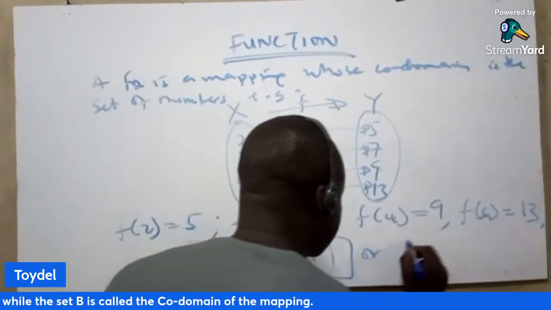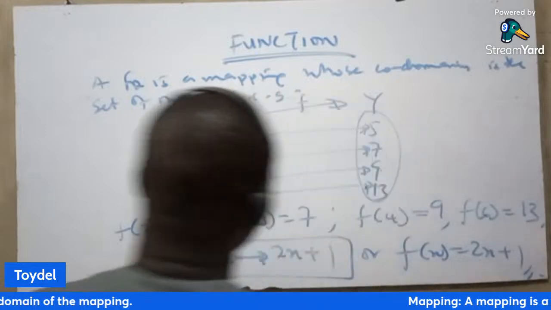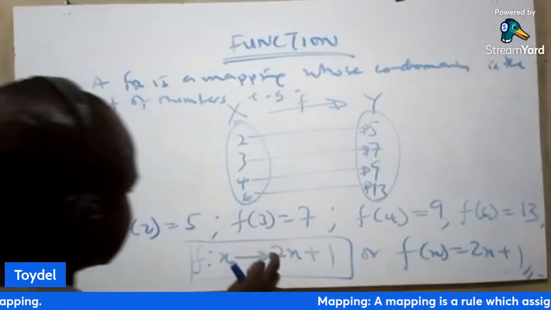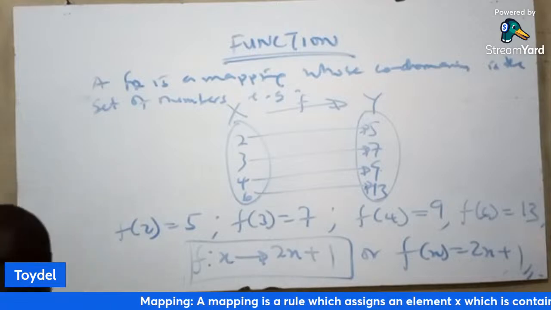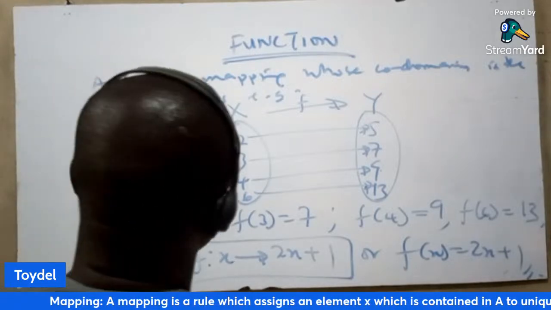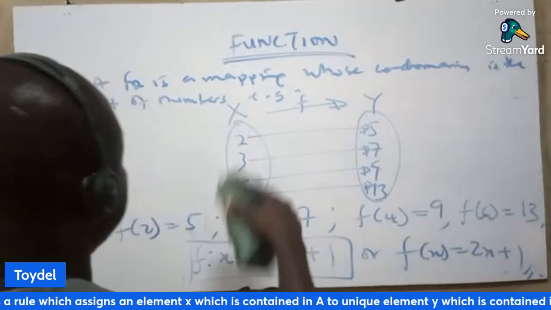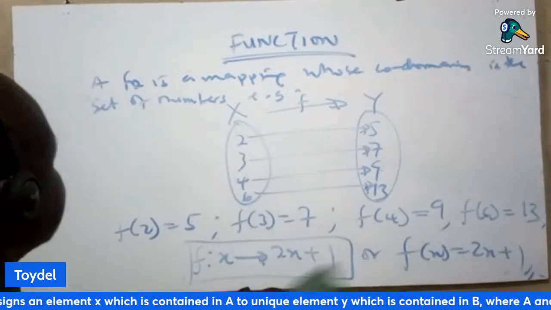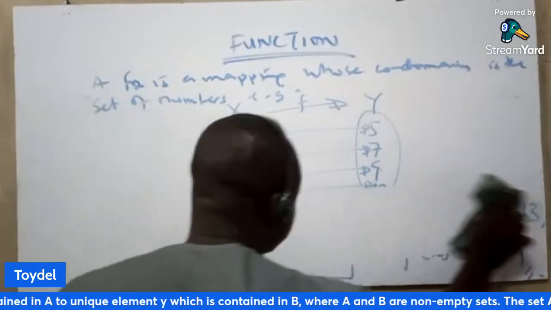Or if you don't want to write, you can just say f of x is equal to 2x plus 1. When we want to, we can write it either in this form or in this other form. So let's note that a function is also a mapping. But the only difference is that the codomain will be a set of numbers. That is when we are operating with digits, not letters. Then we are referring to a mapping as a function.